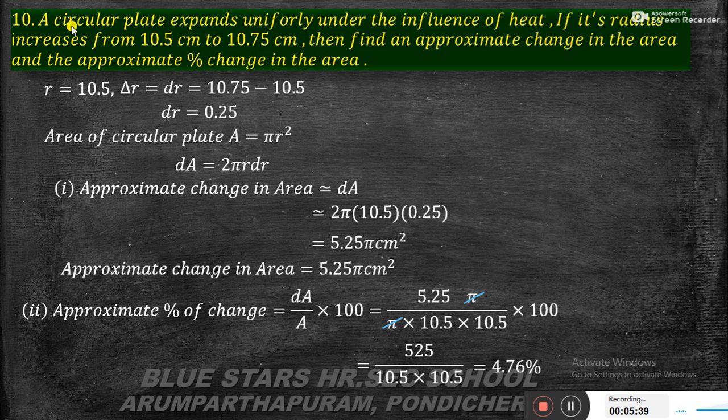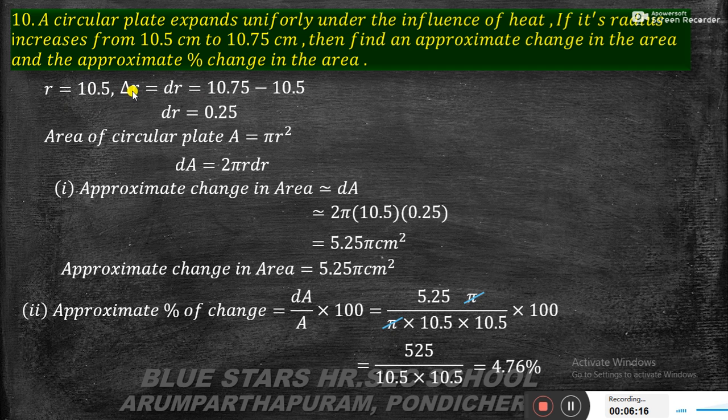So you see the question: a circular plate expands uniformly under the influence of heat. If its radius increases from 10.5 centimeter to 10.75 centimeter, then find an approximate change in the area and the approximate percentage change in the area. So first, r equal to radius equal to 10.5.